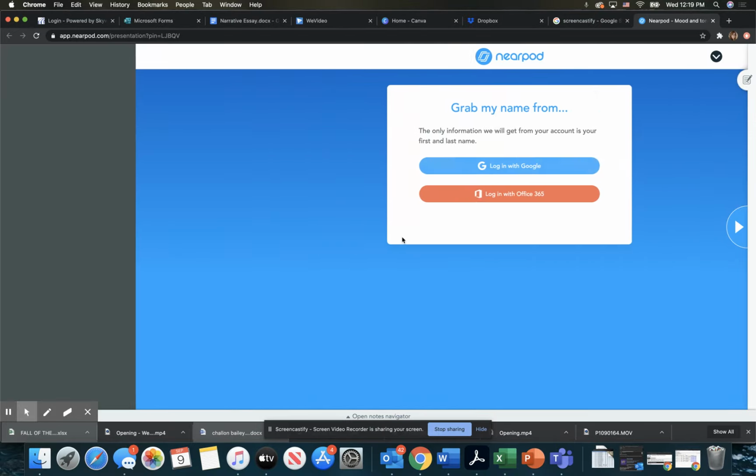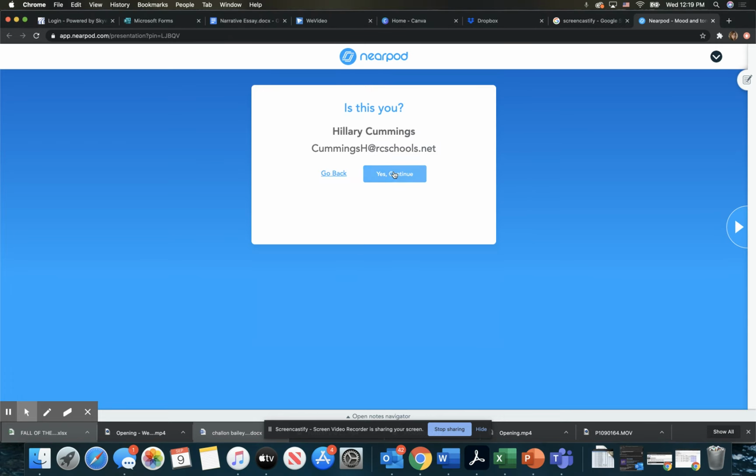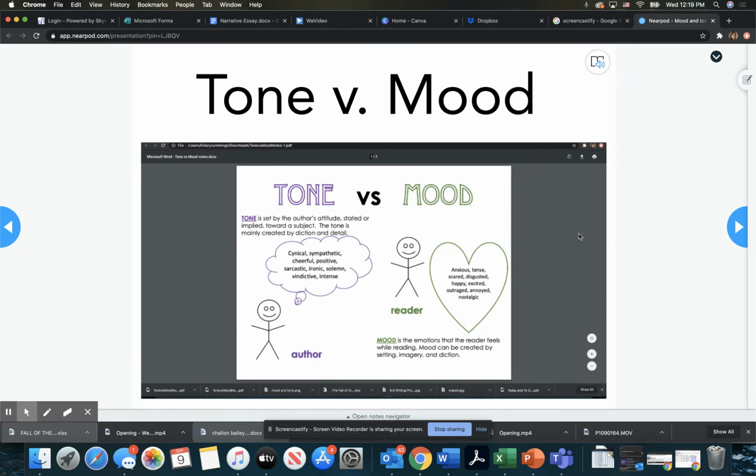I just want to walk you through this Nearpod that goes over the actual assignment sheet. So the first slide you're going to see is this graphic about tone versus mood. We talked a little bit about mood and tone over the past week or so, and you should start to be feeling a little bit more comfortable with it. Remember that tone is set by the author's attitude, stated or implied, toward a subject. The tone is mainly created by diction, which is word choice, and details.